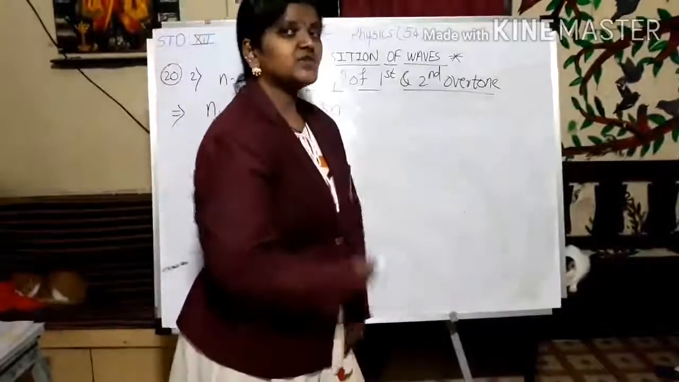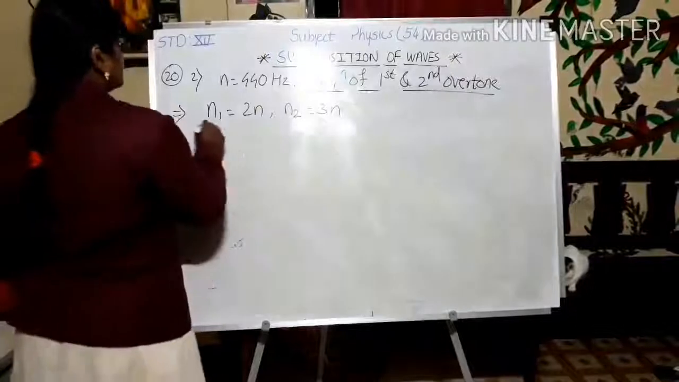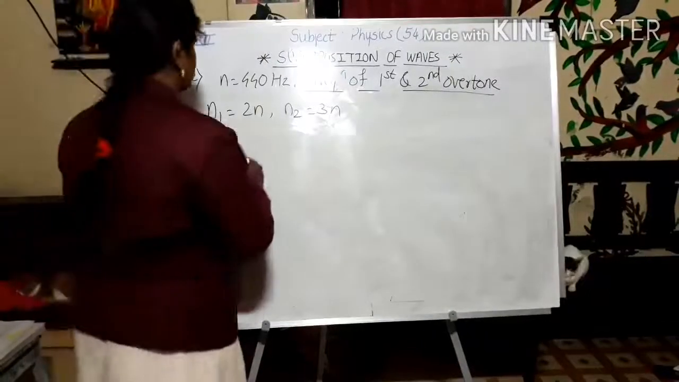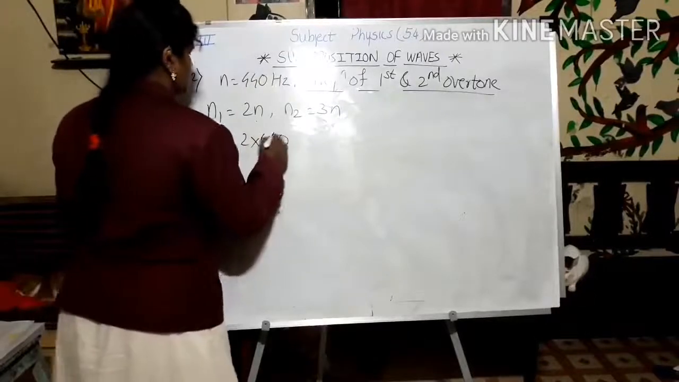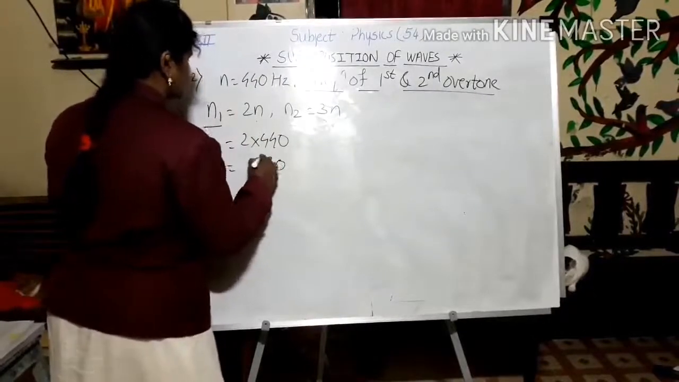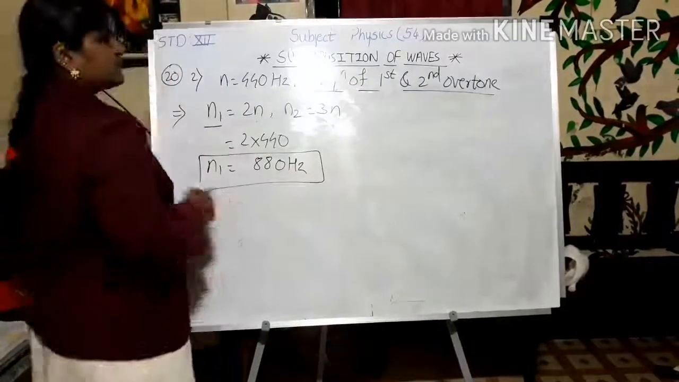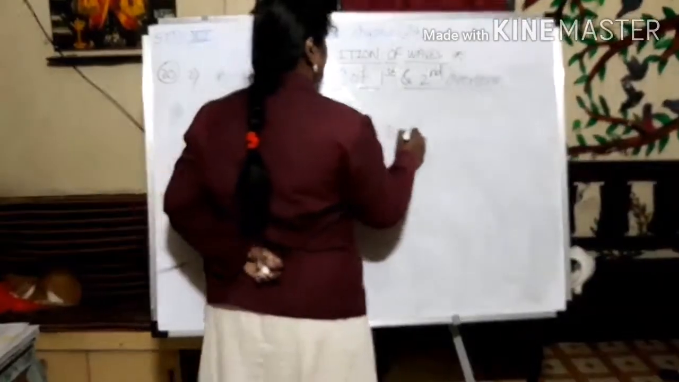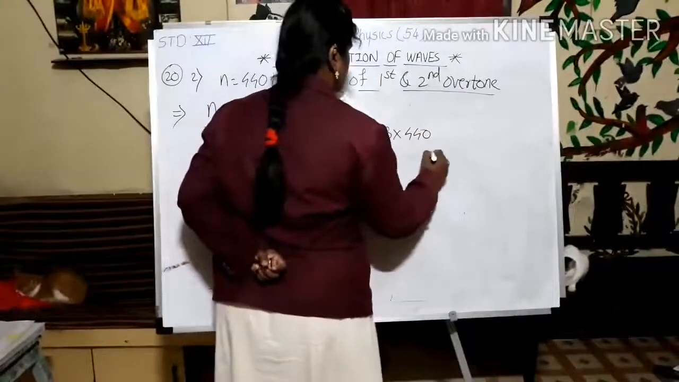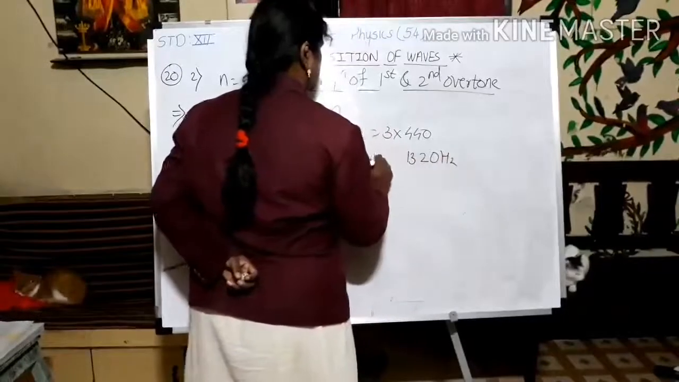What will be next one? It is 4n, then 5n, 6n. So the first overtone is nothing but twice n. I can just put the value, and I know this is 440. So I get the frequency of the first overtone. Then the frequency of the second overtone. Again I got it.